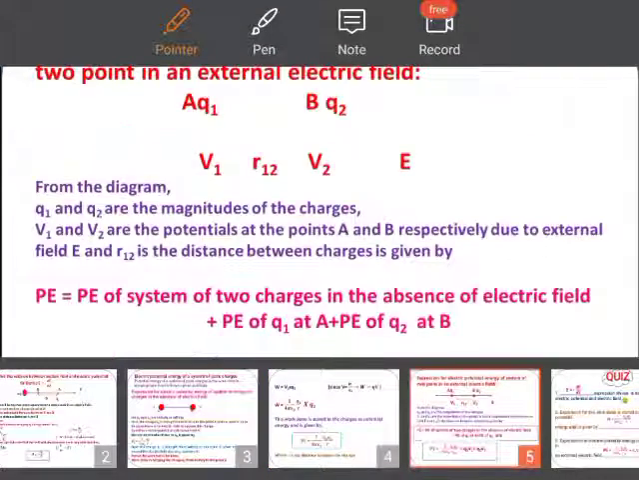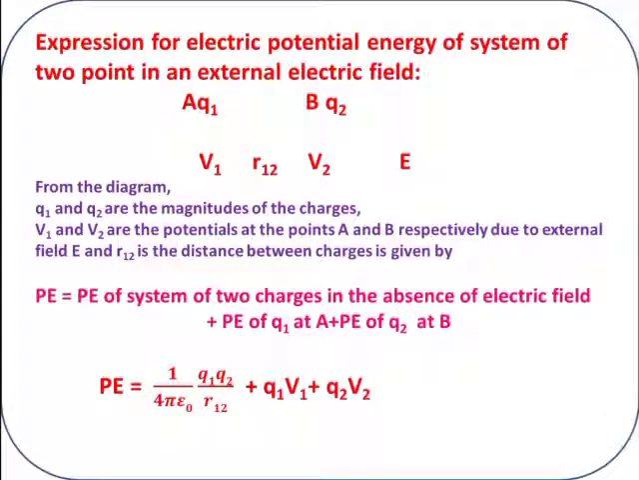Next one, third one: expression for electric potential energy of a system of two point charges in an external electric field. Suppose an electric field is present, then what is the condition? Here Q1 and Q2, two charges, are present. Due to Q1, the potential is V1. Due to Q2, the potential is V2. The distance between these two is R12, and these are two points A and B.